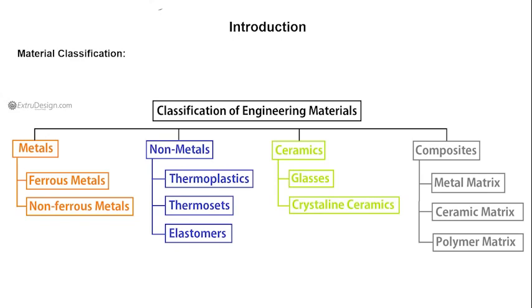Okay, so let's start this session. So, materials. This is the classification of engineering materials. Engineering materials are divided into four categories: metals, non-metals, ceramics, and composites. Metals are again divided into ferrous metals and non-ferrous metals. Ferrous metals are those in which iron is present, and non-ferrous are the metals in which iron is not present. Can you tell me other examples of ferrous metal? Someone's mic is on. Can you turn it off? Okay.